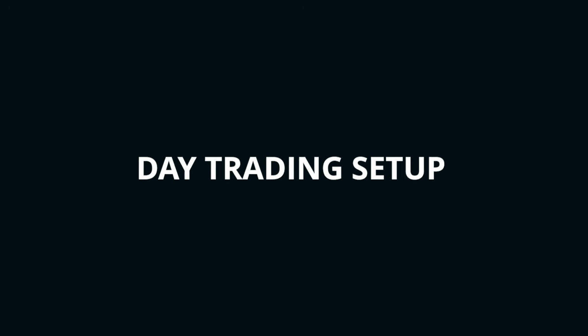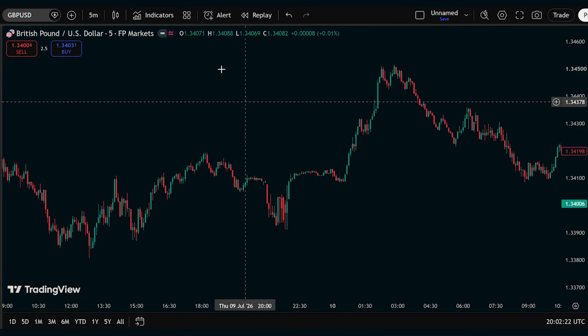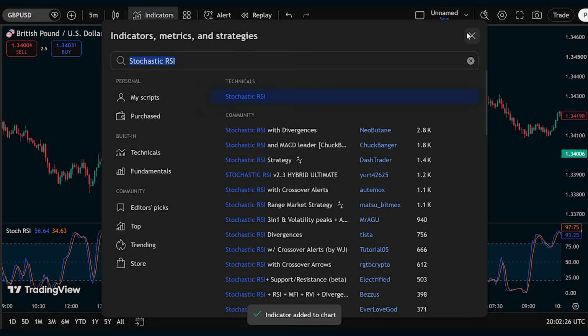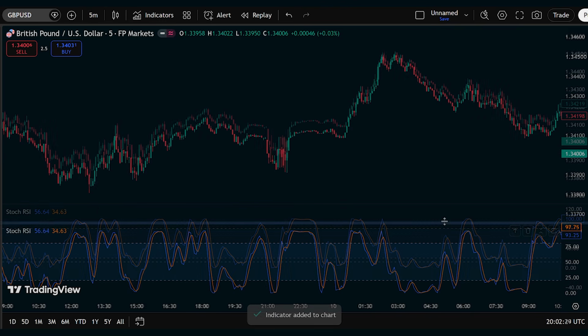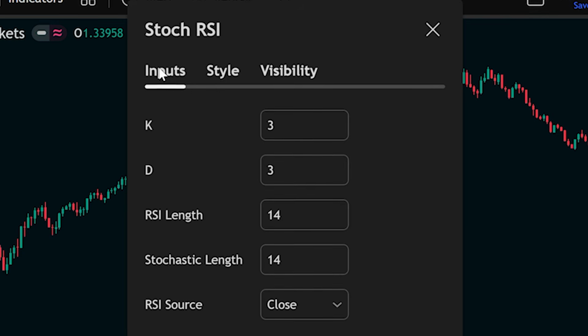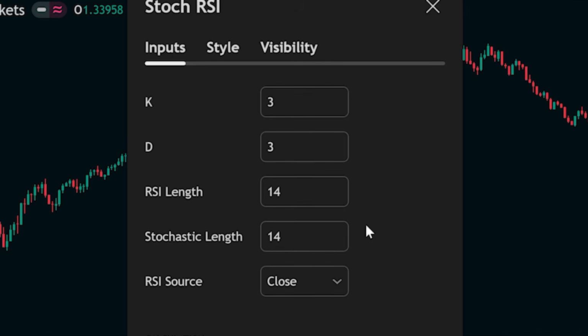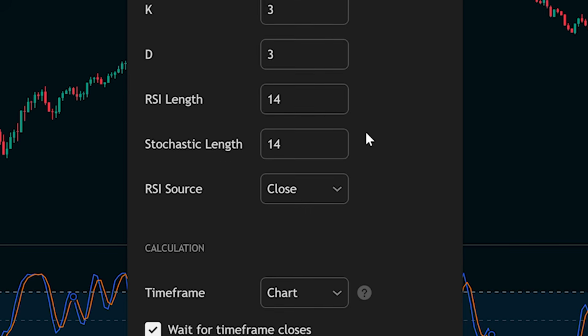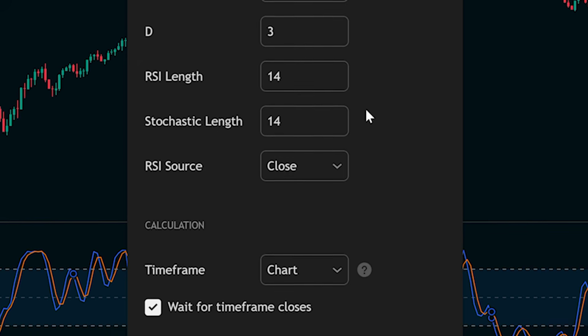Before the strategies, let us set up the indicator correctly for day trading. To add stochastic RSI in TradingView, click Indicators and type stochastic RSI. Select the first result. The default settings, RSI length 14, stochastic length 14, %K smoothing 3, and %D smoothing 3, are the standard settings used by professional traders across all markets. We will keep these unchanged.